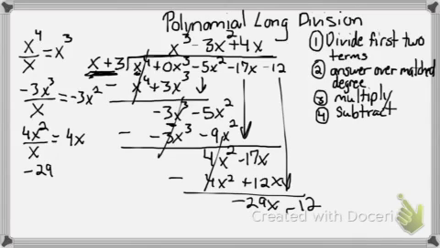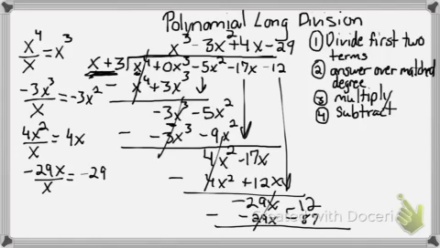Do it all over again. Negative 29x divided by x gives me negative 29. Put my answer over my matched degree. Multiply. I get negative 29x minus 87. And then subtract. Those cancel. Negative 12 minus a negative 87 is 75. And that becomes my remainder.